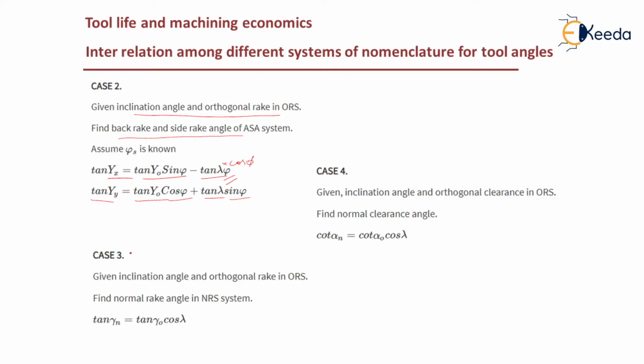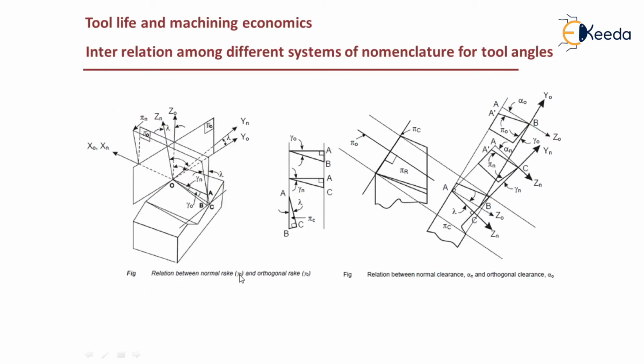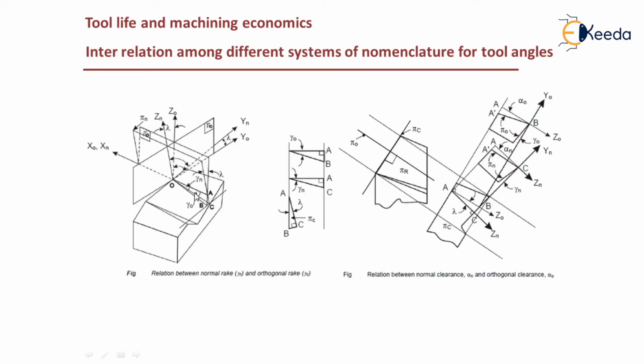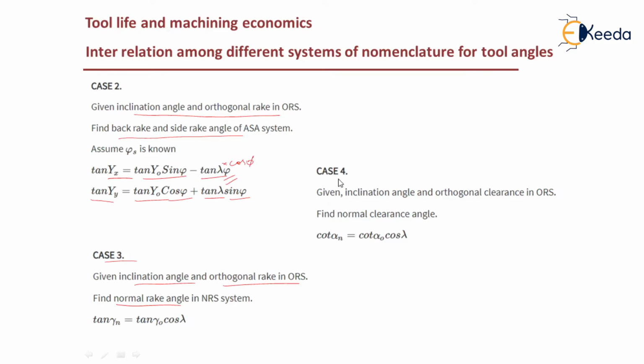In case 3, given the inclination angle and orthogonal rake in the ORS, find the normal rake angle. For this you can use the sketch shown in the previous slide. You have γn, the normal rake, and γ naught, the orthogonal rake, shown in the sketch. If we consider this triangle, with sides AC and AB, you can relate γ naught and γn. Using that triangle, tan γn will be equal to tan γ naught times cos λ.